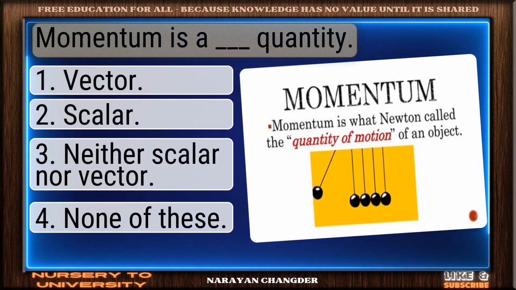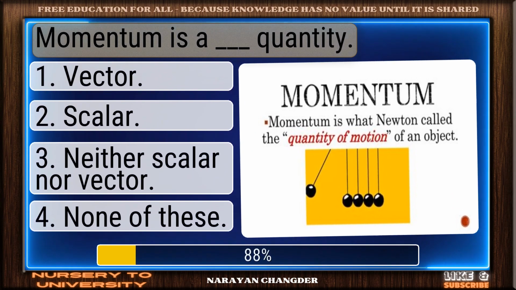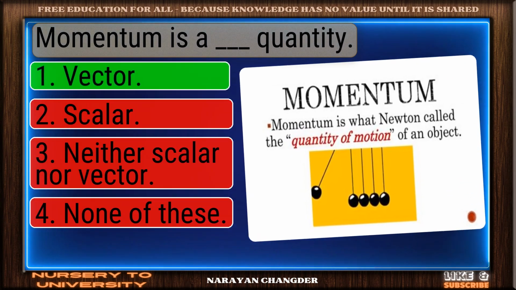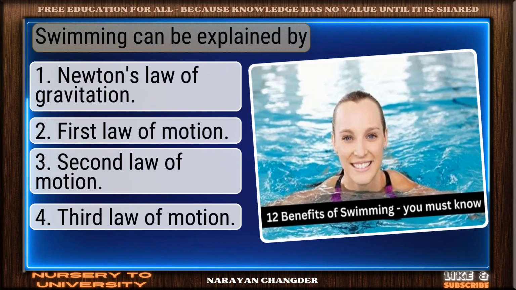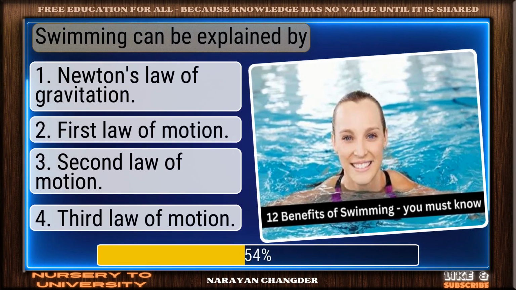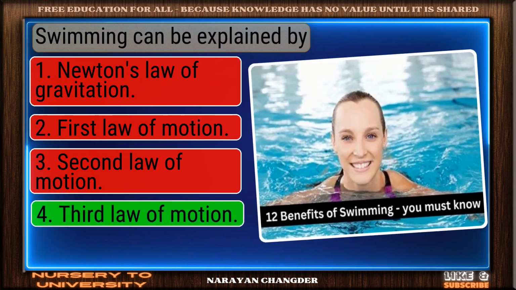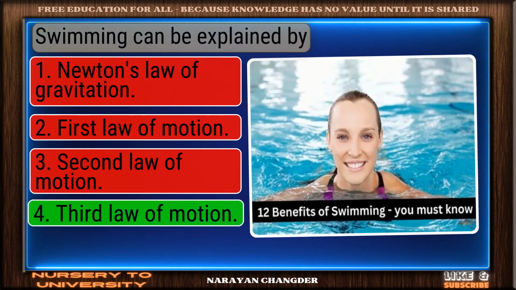Question number 232. Momentum is a dash quantity. Right choice. Vector is the best answer. Question number 233. Swimming can be explained by. You got it. Your choice, third law of motion, is right.